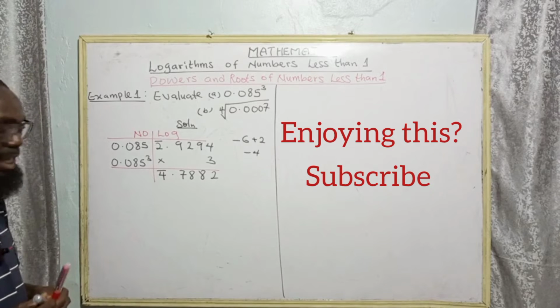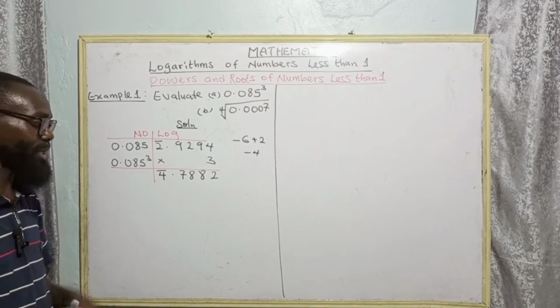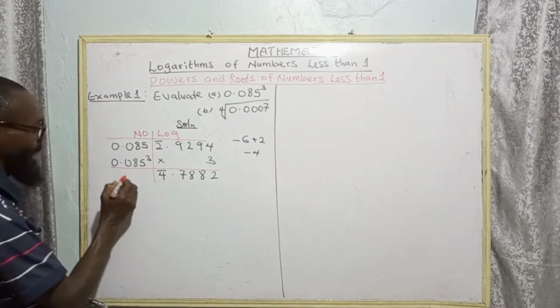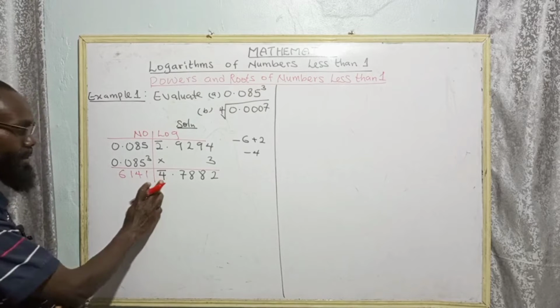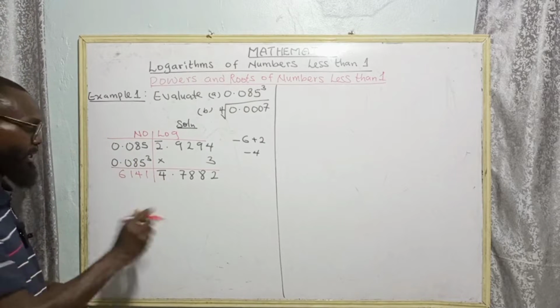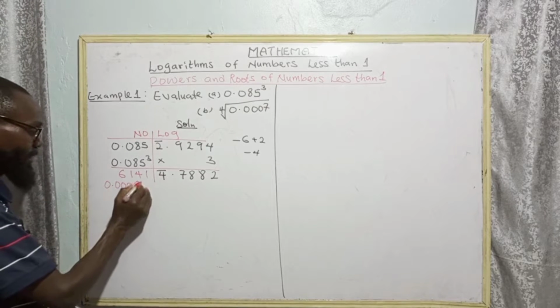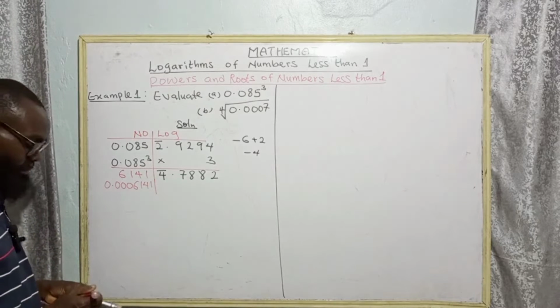Now, the next step is to find our final answer. That is by checking anti-logarithm, 78 under 8 difference 2. We have 6, 1, 4, 1. But this is bar 4, meaning we're going to have 4 zeros, 0.000, 6141. So this is the final answer for this.